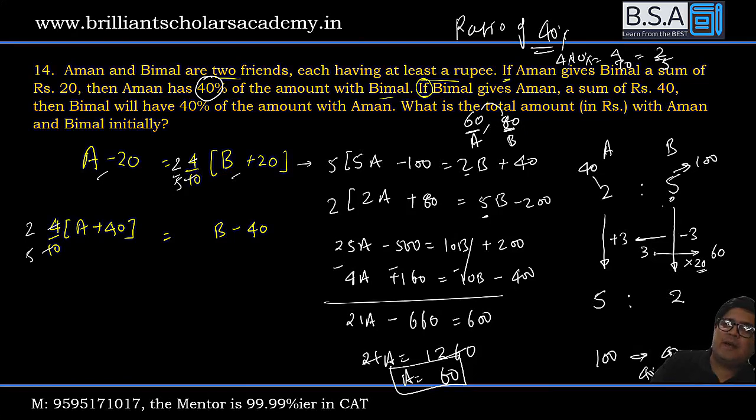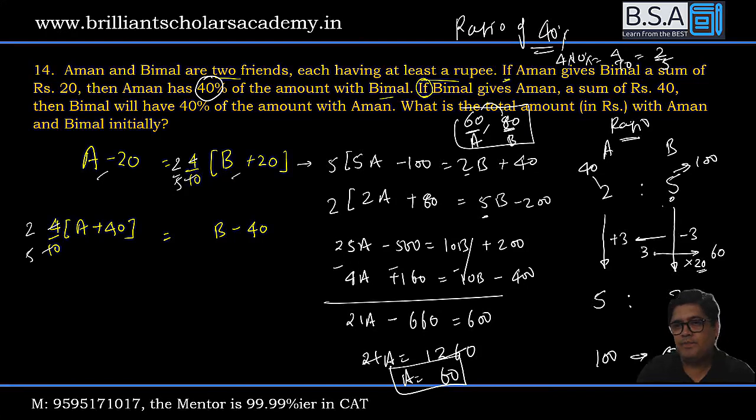Ratios I was able to match between initial and final value. Through that I got their individual sum. Did you understand the ratio method? Did you guys understand the ratios approach?